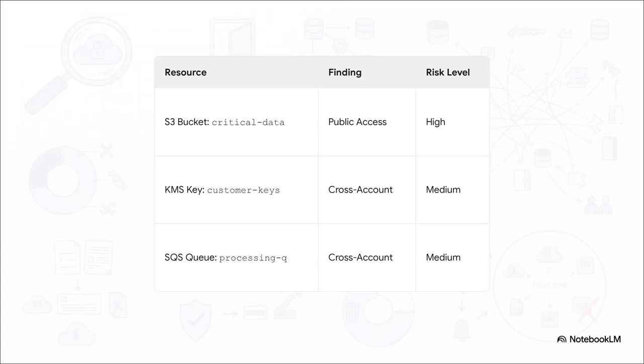Think of this as a super clear, actionable alert. You can see here it tells you exactly which resource is exposed, what kind of exposure it is, like public access to that critical S3 bucket, and it helps you prioritize what to fix first.